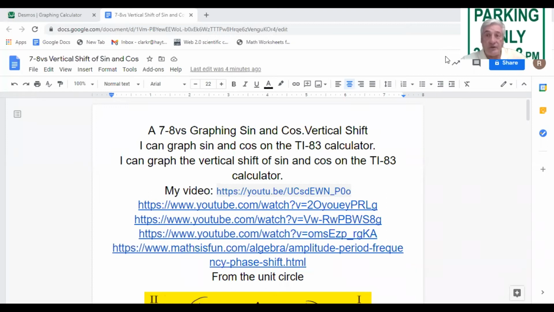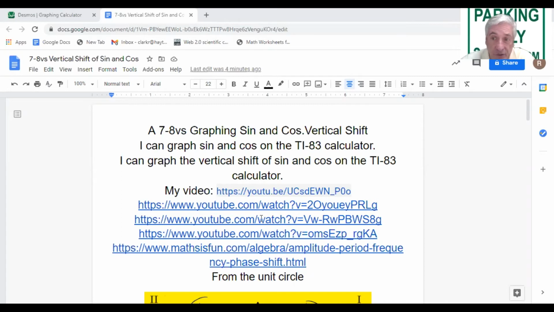Okay, this is the last of a series of 4 that we're going to talk about, transformations of sine of x and cosine of x. This is called vertical shift. This is going to allow us to raise our graph. We're going to slide it up, we're going to slide it down.